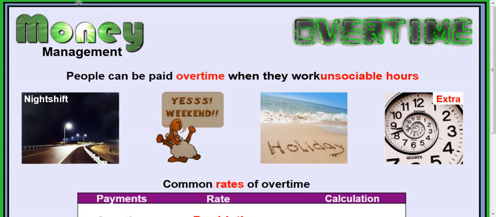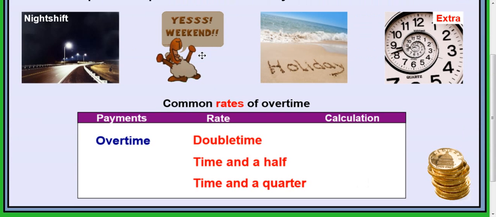In this lesson we're going to look at overtime and how to calculate overtime. People can be paid overtime when they work extra hours or unsociable hours, things like the weekend, sometimes late at night, Sundays in particular you get overtime rates. Common rates of overtime are double time, time and a half and time and a quarter.